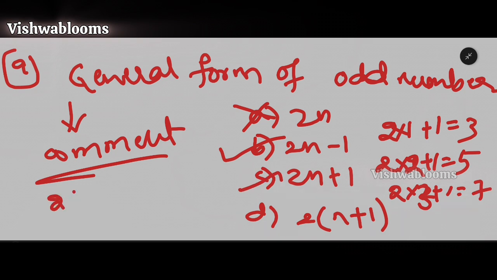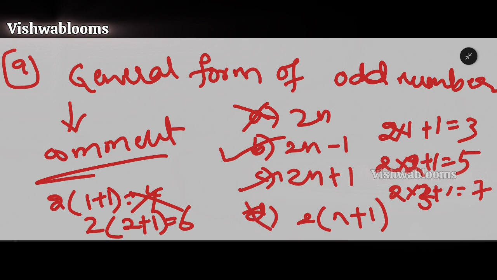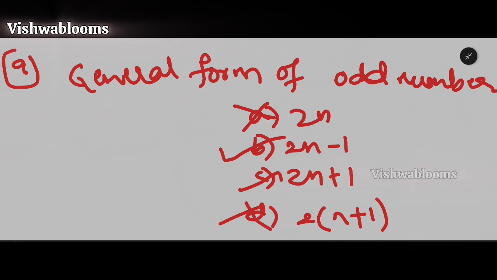And last one, 2 into 1 plus 1. 2 into 2, 4. 2 into 3, that is 6. These are again even numbers. This is wrong. So, correct answers are B and C.